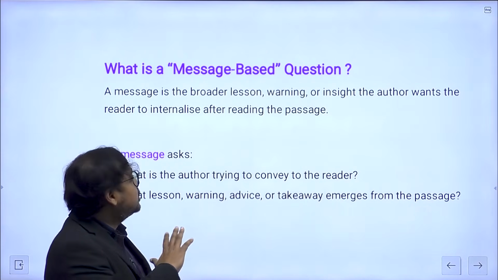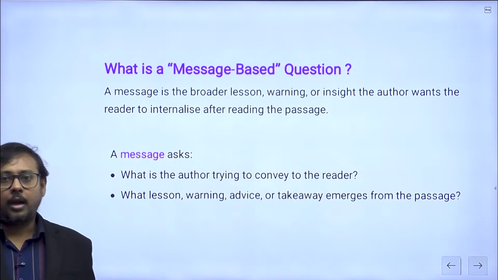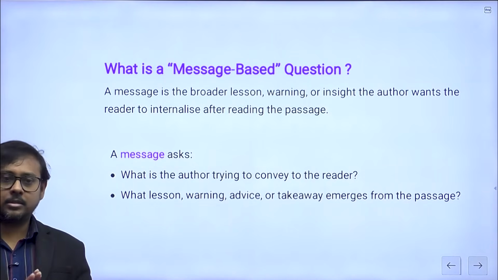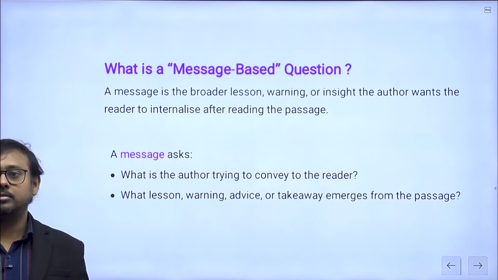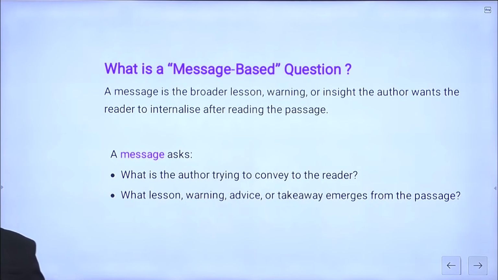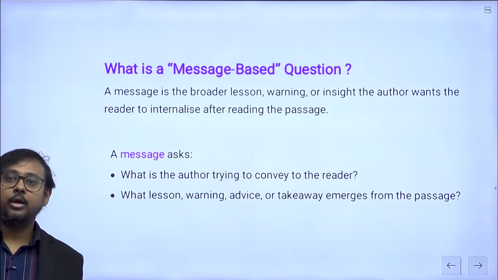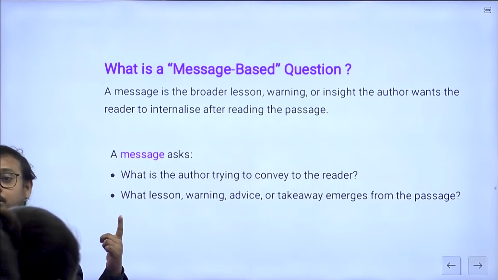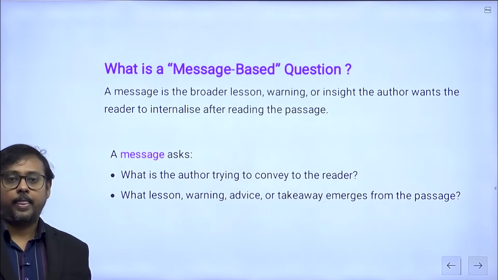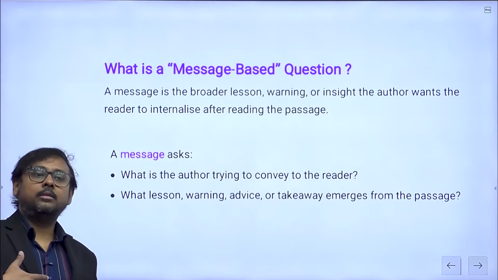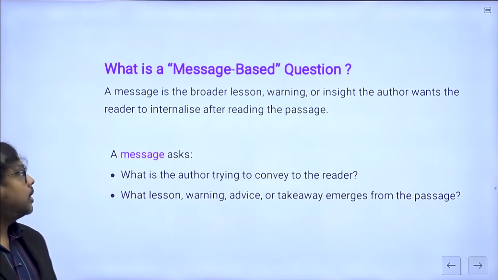So what is a message-based question? When we were discussing crux, what did we say? That crux is what the passage is speaking to you. Message means what the author is trying to communicate to you. There's a difference. Crux is what the passage is trying to speak to you, right?